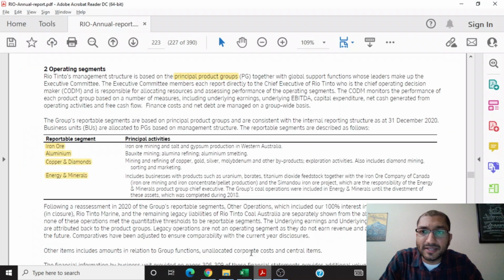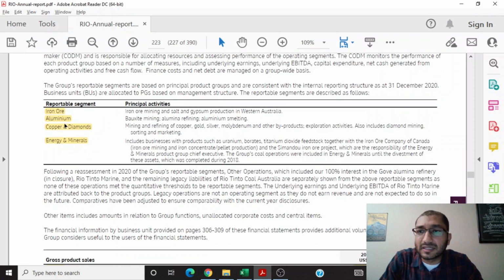Now let's look at the company's annual report to get a better idea of the company's operating segments. Over here, we can see that the company has four reportable segments: its iron ore segment, aluminum segment, copper and diamond segment, and energy and materials segment.